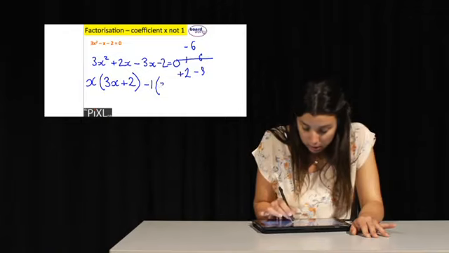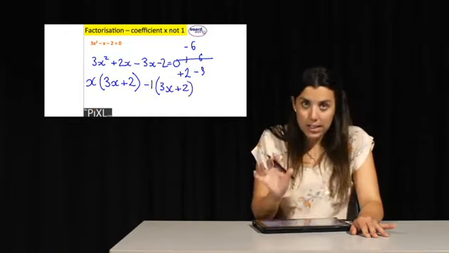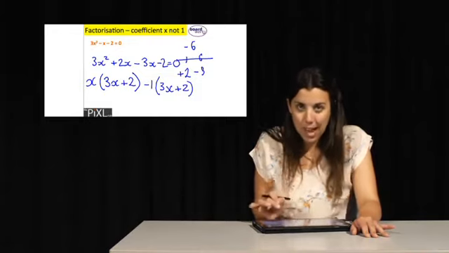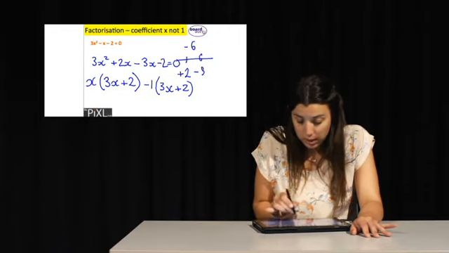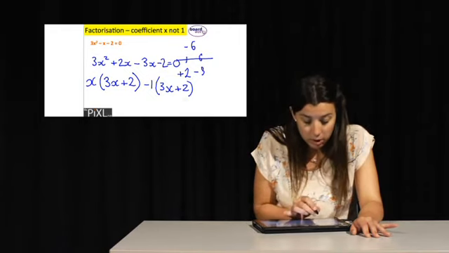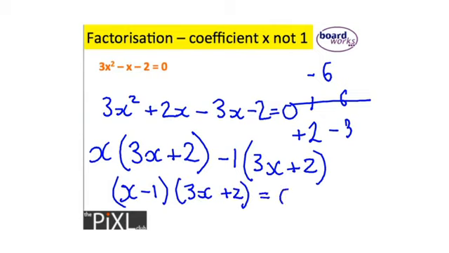Inside the bracket, 3x plus 2. This part is essential. If both your brackets are not the same, you would have made a mistake earlier on. So we've got this bracket and this bracket the same. We then have our two terms that we factorised, x and minus 1, which forms our first bracket. Our second bracket, 3x plus 2 equals 0. Then we're in the same situation we were before, with two brackets being equal to 0.